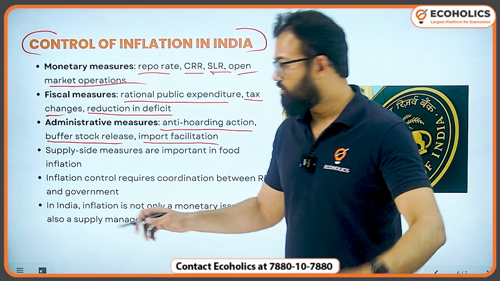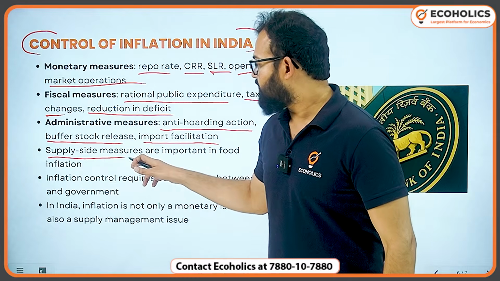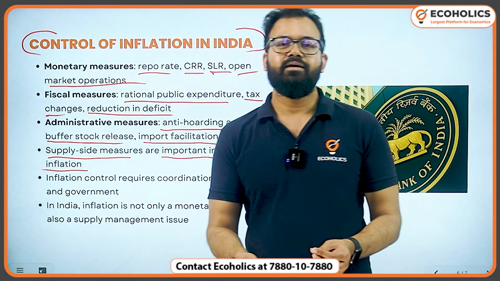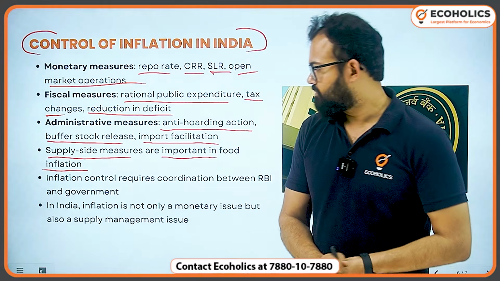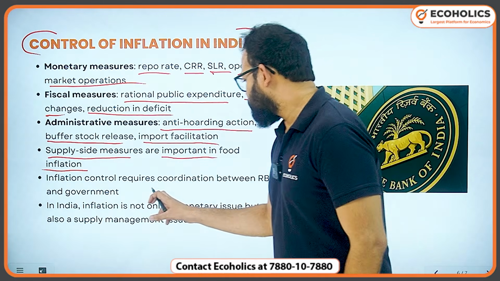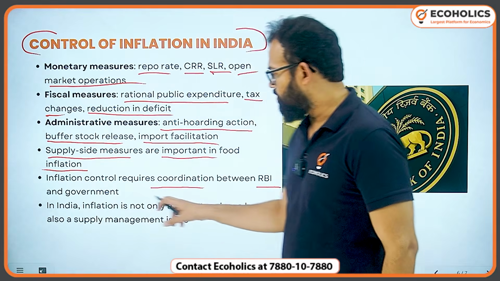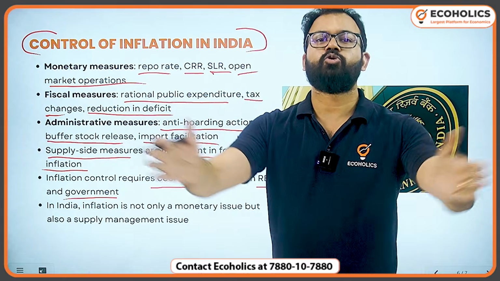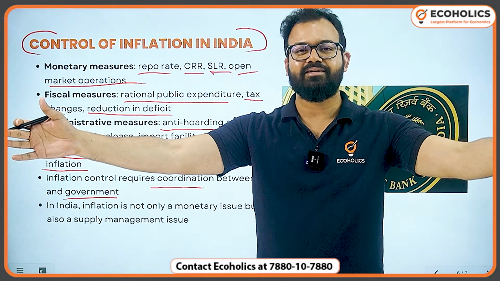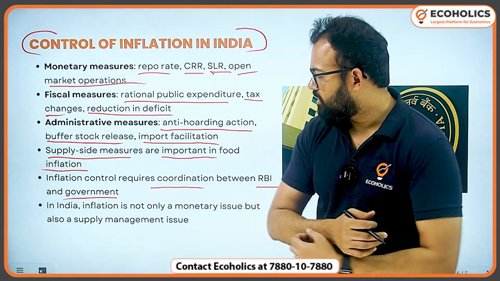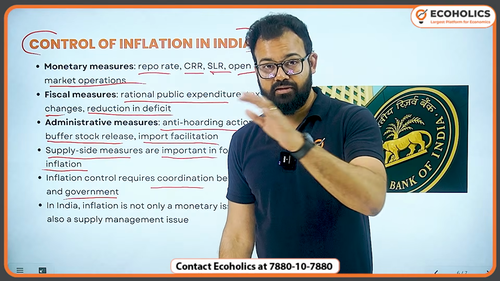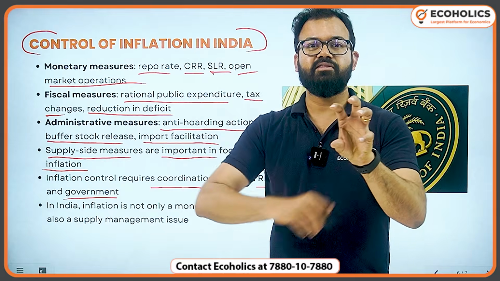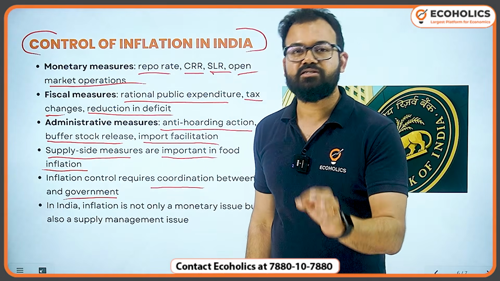Edible oil the government generally does. Supply side measures are important in food inflation, because that quickly relaxes the prices. Now inflation control requires coordination between the RBI and the government. So monetary and fiscal policy should go hand in hand. If they are going apart, then obviously the coordination will not happen. The same thing happens in the European Union because they have one monetary policy and different countries have their individual fiscal policies. That is why they struggle.